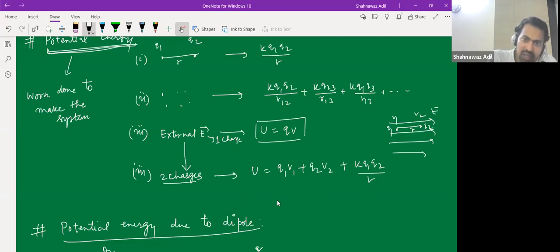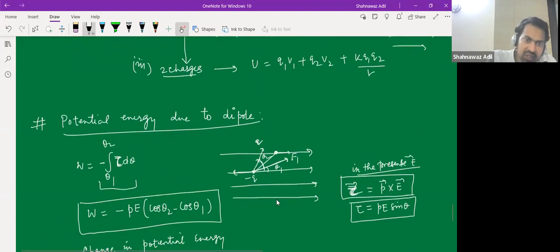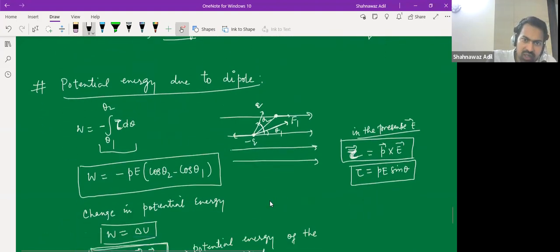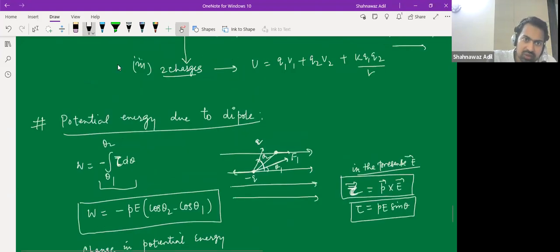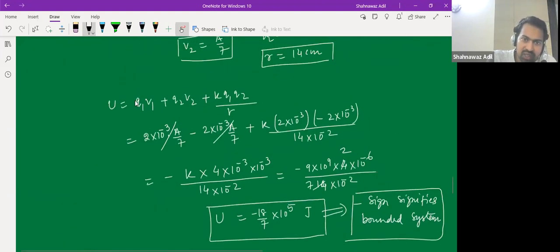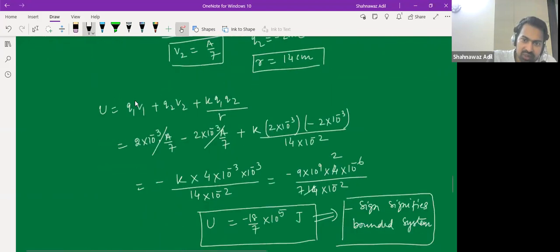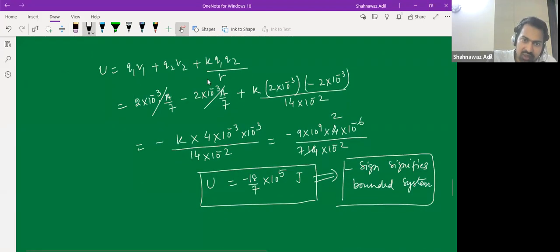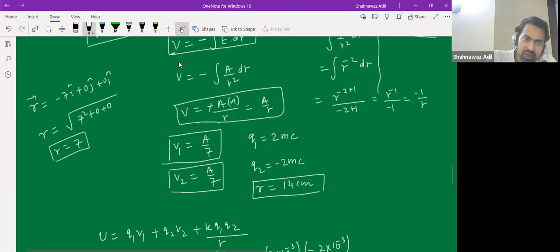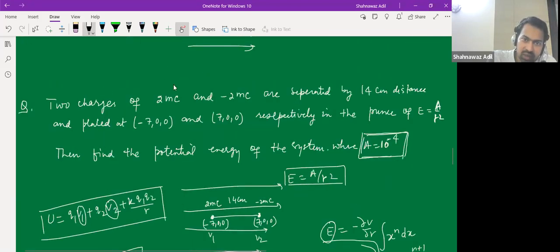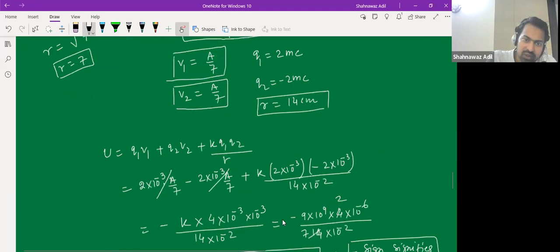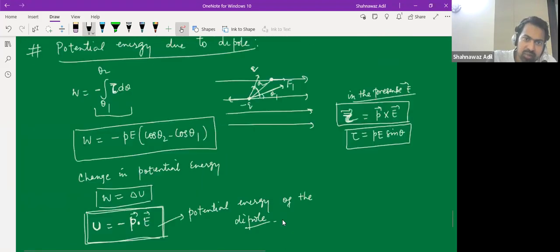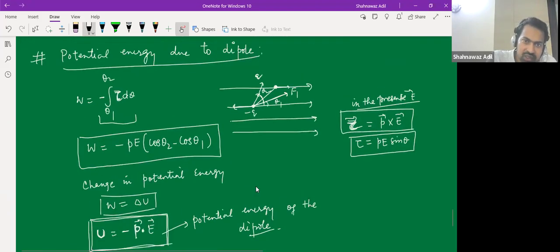After that, we are calculating the dipole. We didn't do the dipole, right? In CBSE we only did up to this point: the two charges and then this one. So now we are calculating this part, which we have already done in your CBSE portion.